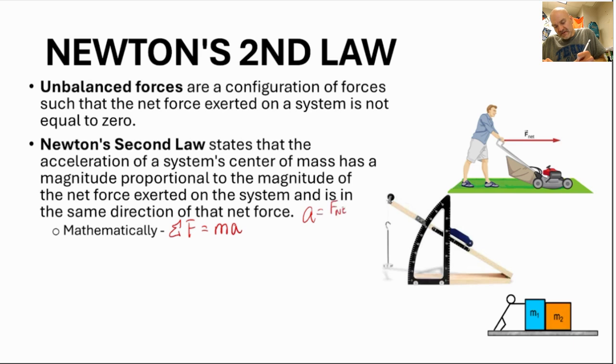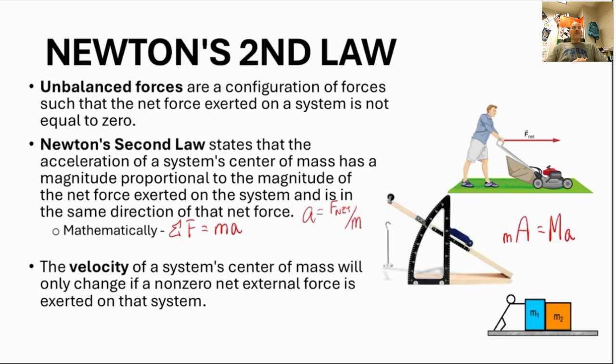What he's saying is that the acceleration of an object is directly proportional to the net force exerted on the object, but inversely proportional to the mass of the object. So if I have a small mass, I would have a greater acceleration to produce the same force than if I had a big mass with a smaller acceleration.